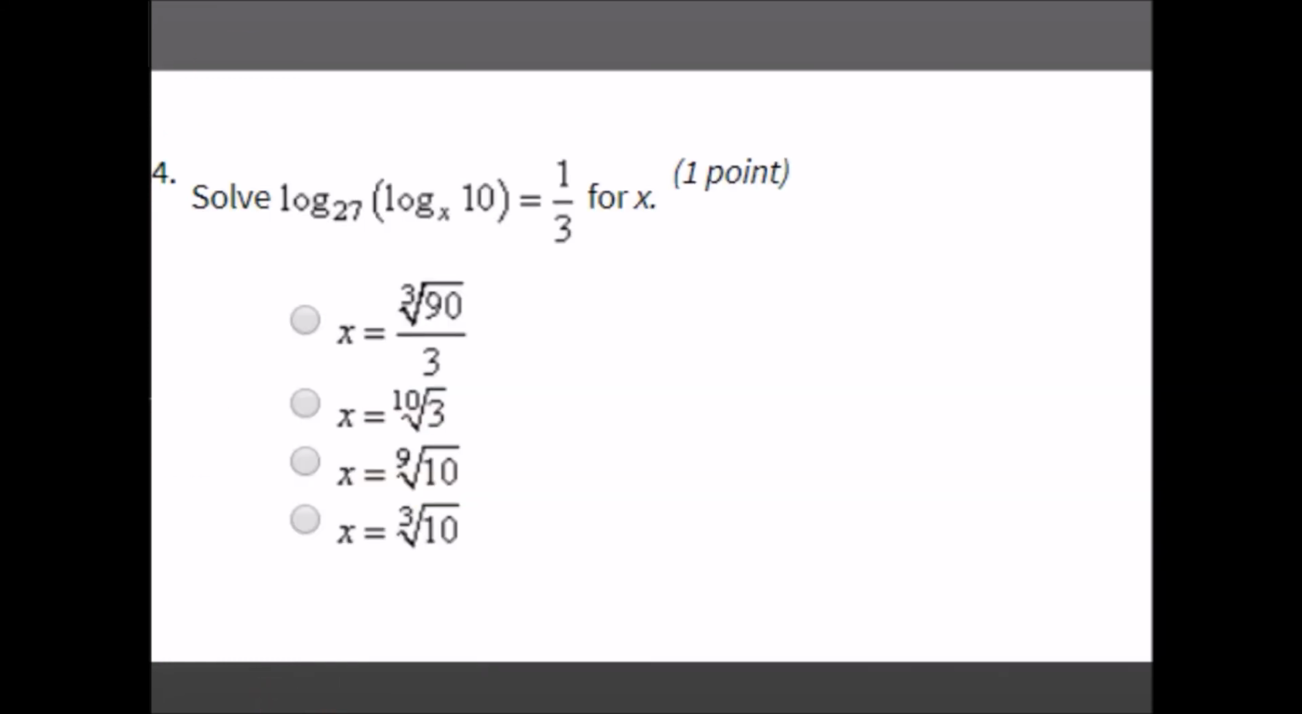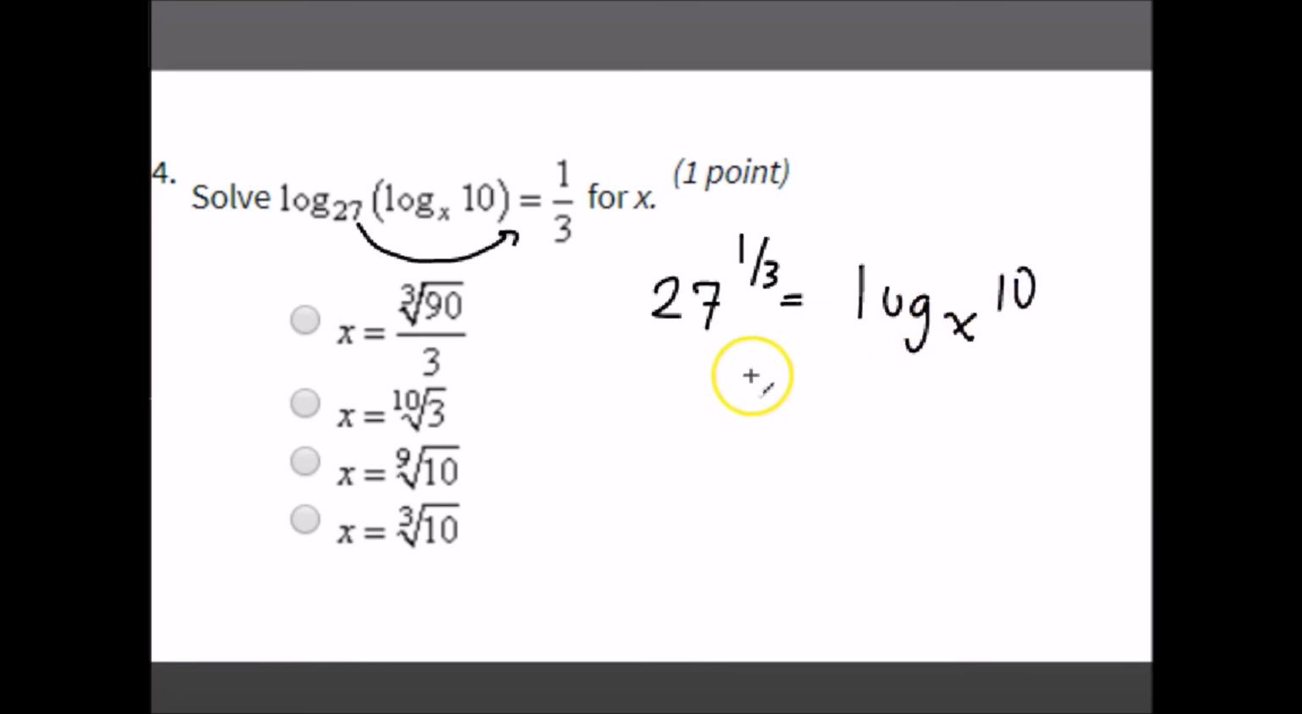Next one, solving that equation. Solving that equation requires us to take it out of logarithmic form into exponential form a couple of times. So I'm going to first start with 27 to the 1/3 power is equal to log base x of 10. Then I realize that 27 to the 1/3 is like a cube root. So the cube root of 27 is 3.